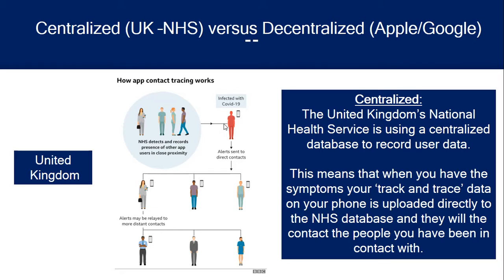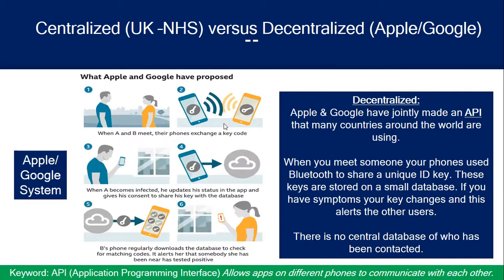So all that information is stored on one giant database. It doesn't send information to that database unless you click the button that says, I have coronavirus. If you don't get the symptoms, if you don't think you've got it, the information that your phone is collecting via Bluetooth is never shared. But once you've got it, it's shared centrally. That's the first system. The second system is the decentralized system made by Apple and Google.